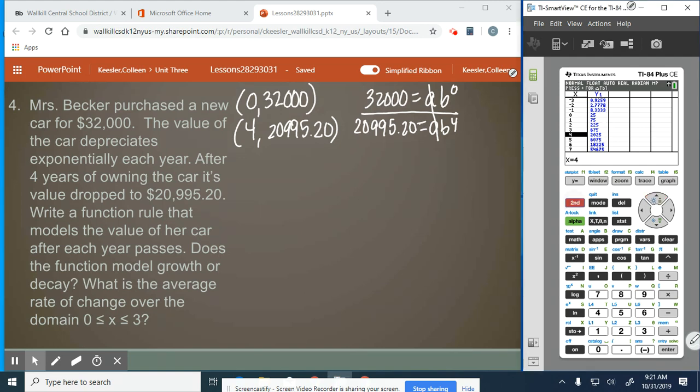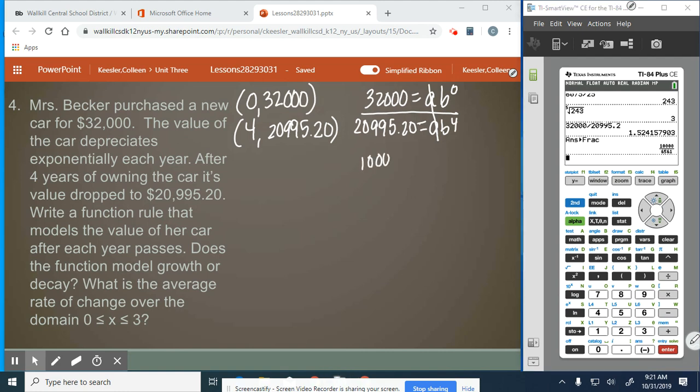A's cancel out. And if we do 32,000 divided by 20,995.2, we get this crazy number. But if we press math and go to fraction, we can turn that into a fraction. And it's that really big number right there. But we're going to use that. So we get 10,000 over 6561 equals 0 minus 4 would be b to the negative 4th.